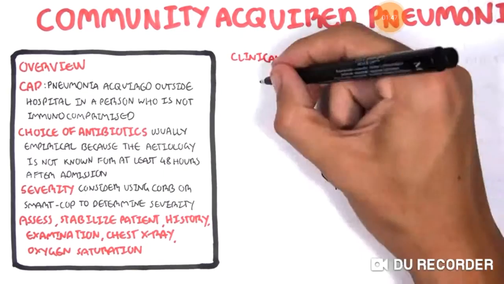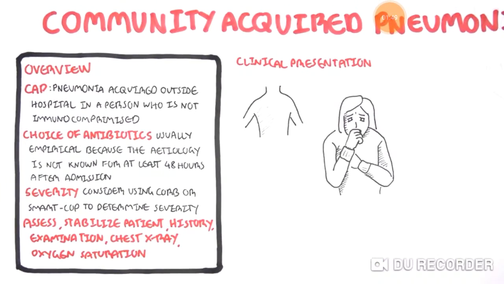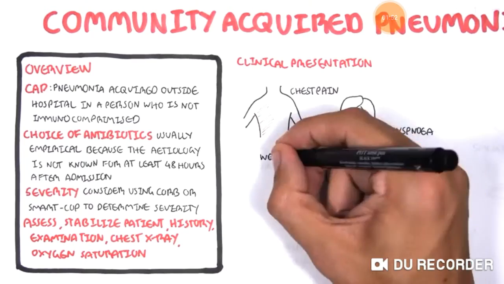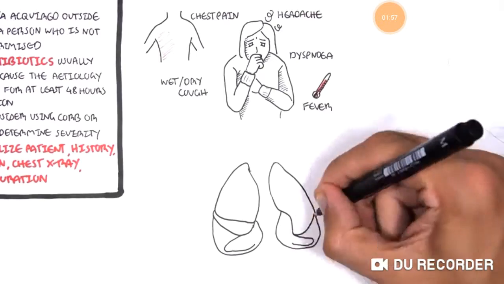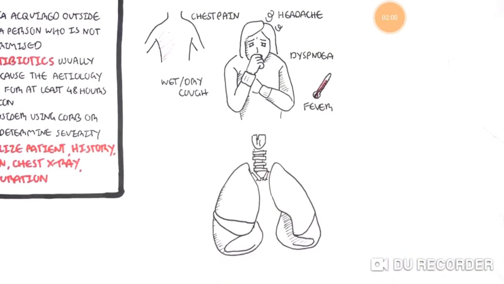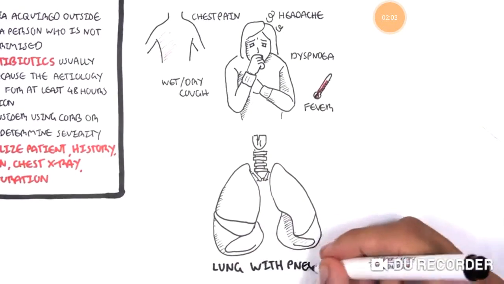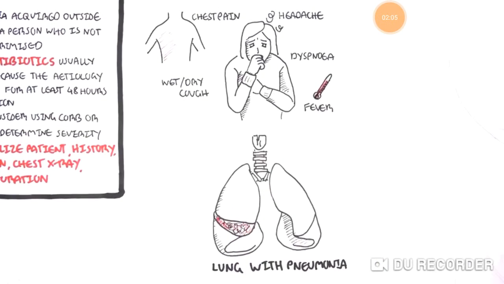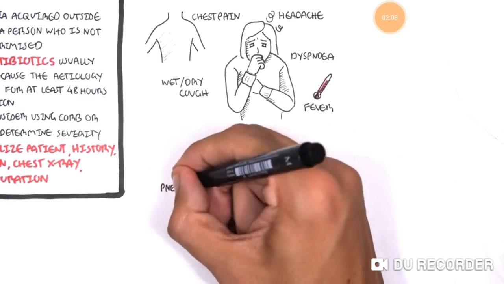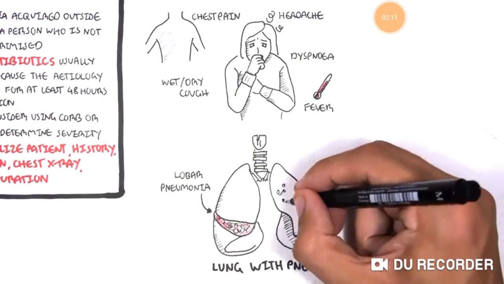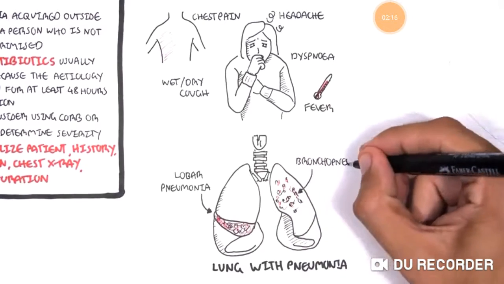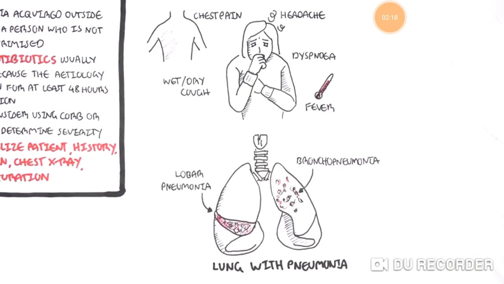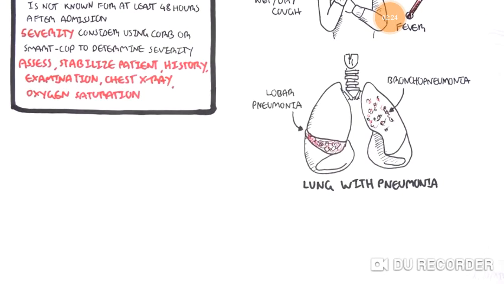The clinical presentation of pneumonia includes chest pain, dyspnea, a wet cough or a dry cough, fever, and headache. Looking at a lung with pneumonia, it can present as infection and inflammation affecting a lobe of the lung. This is known as lobar pneumonia. Or the inflammation and infection can affect patches throughout the lungs within the airway itself, and this is known as bronchopneumonia. These findings might not be visible on the chest x-ray, and it's important to know this.